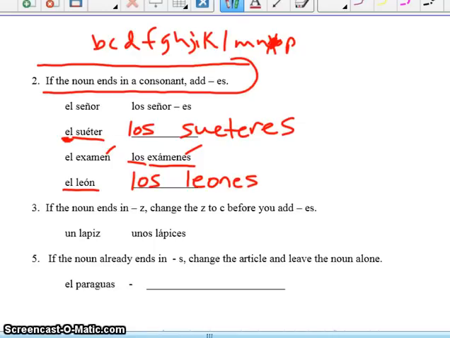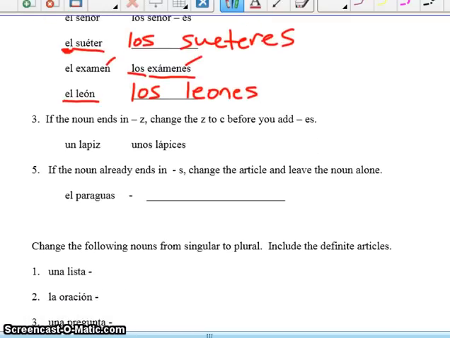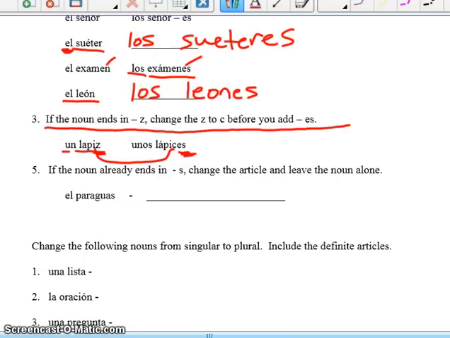So if it ends in a vowel, you add S. If it ends in a consonant, you add ES. Two more rules, not as common, but if the noun ends in Z, change the Z to C before you add ES. So that's a lot I just said. Let me explain what happens. Some nouns in Spanish end in Z. This is the word for a pencil. To make this plural, the Z changed to a C, and then you added the ES. And also, like always, we change un to unos.